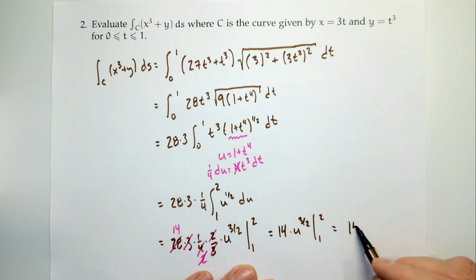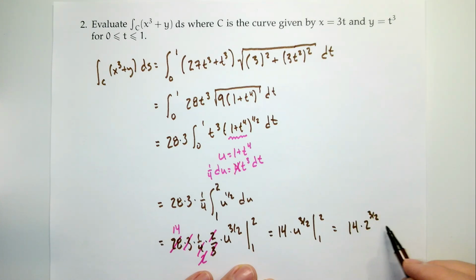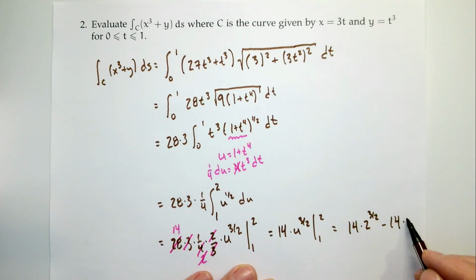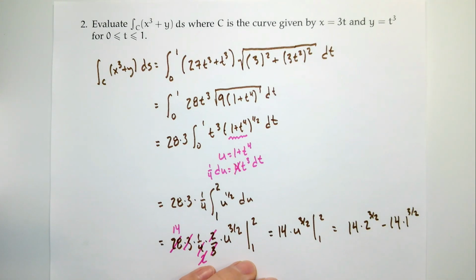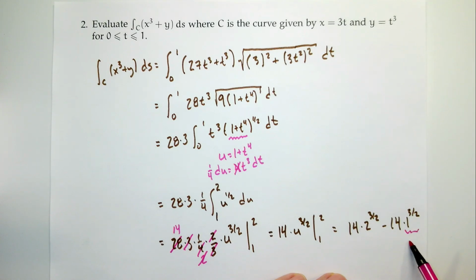Well, that's 14 times 2 to the 3/2 minus 14 times 1 to the 3/2. Now the good news is 1 to the 3/2 is really, really easy. It's the kind of problem we like. It's just 1. 1 to a power is 1.